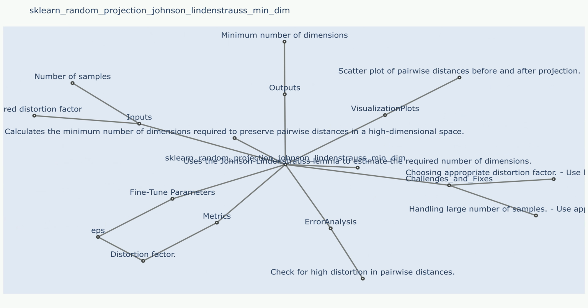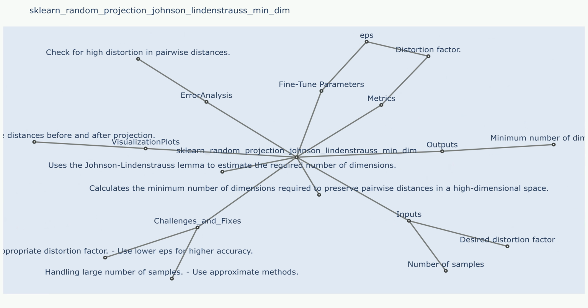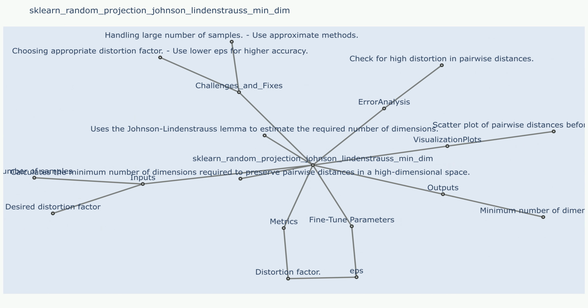Metrics: pairwise distance preservation. The primary metric is the preservation of pairwise distances between data points after dimensionality reduction. The error bound eps defines the maximum allowed distortion. Dimensionality reduction factor: the ratio between the original dimensionality and the reduced dimensionality, indicating the extent of compression achieved.